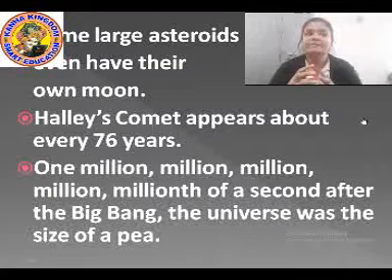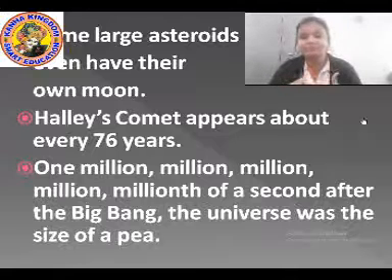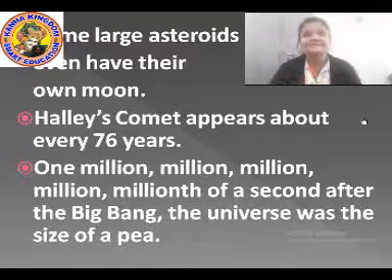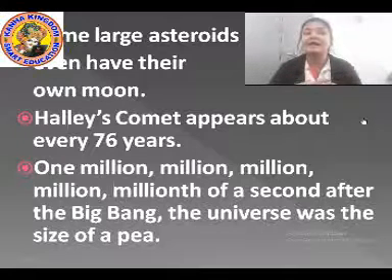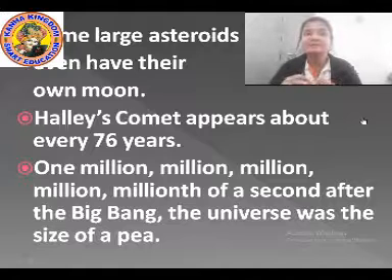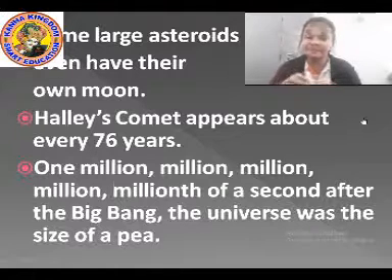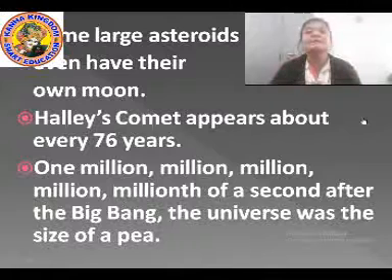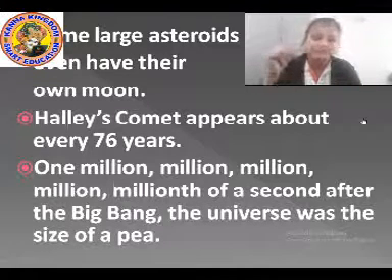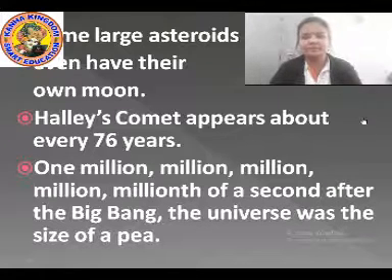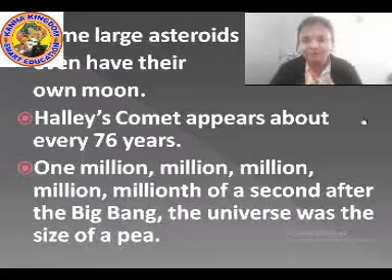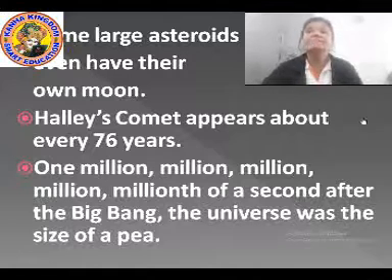So, once again, some large asteroids have their own moon. Halley's Comet appears about every 76 years, and one millionth of a second after the Big Bang, the universe was only the size of a pea. You all are liking it? Okay, but with liking it, you have to note down also. Now to some more facts.